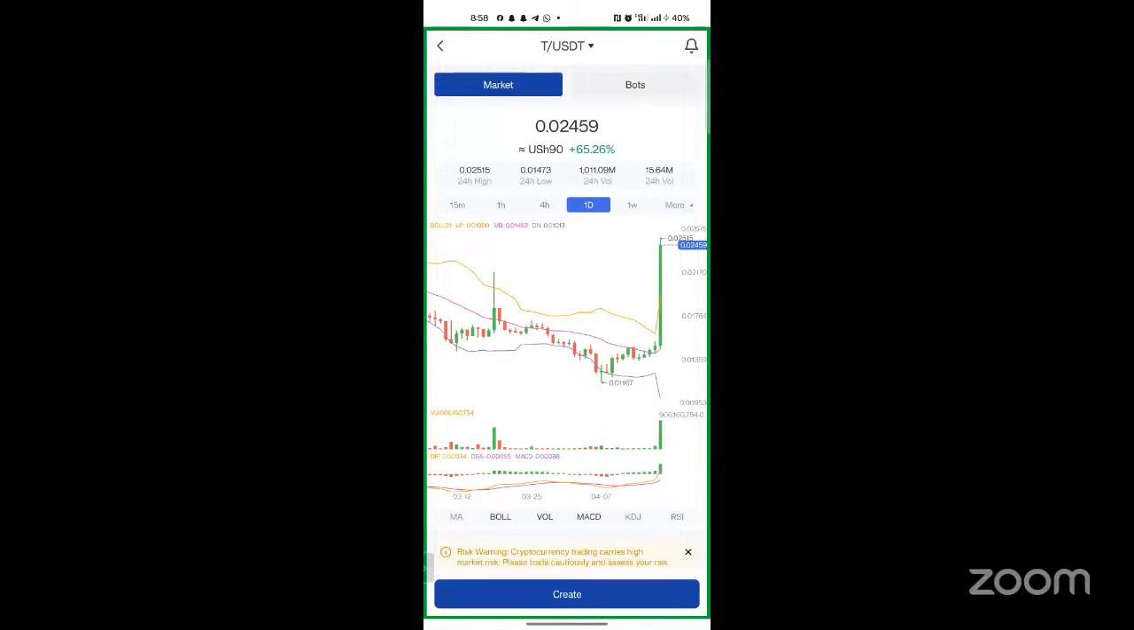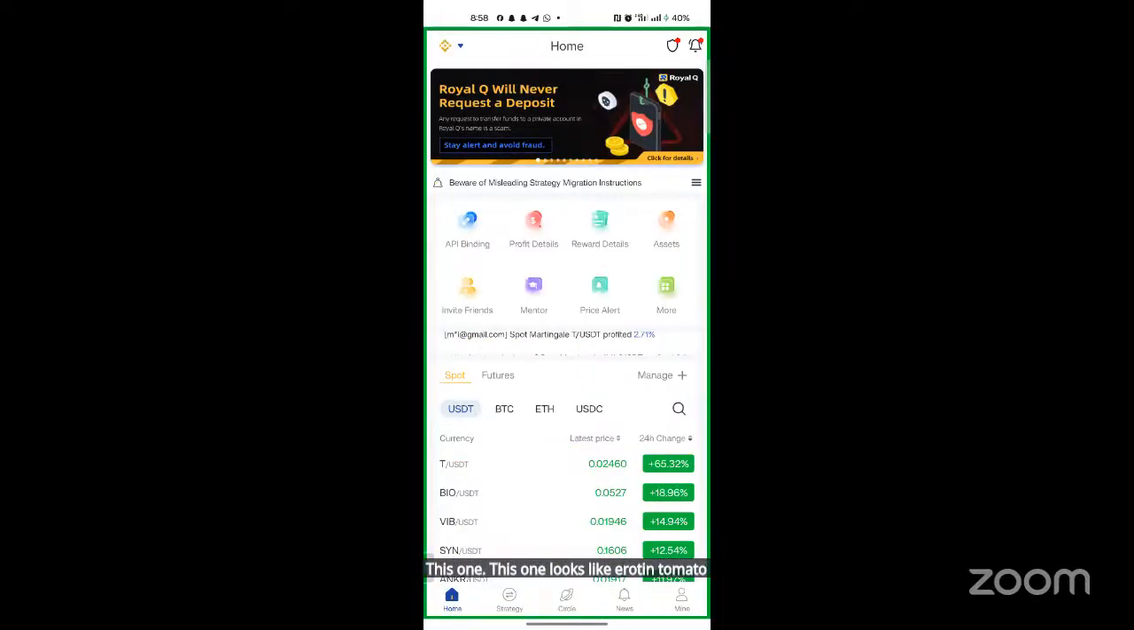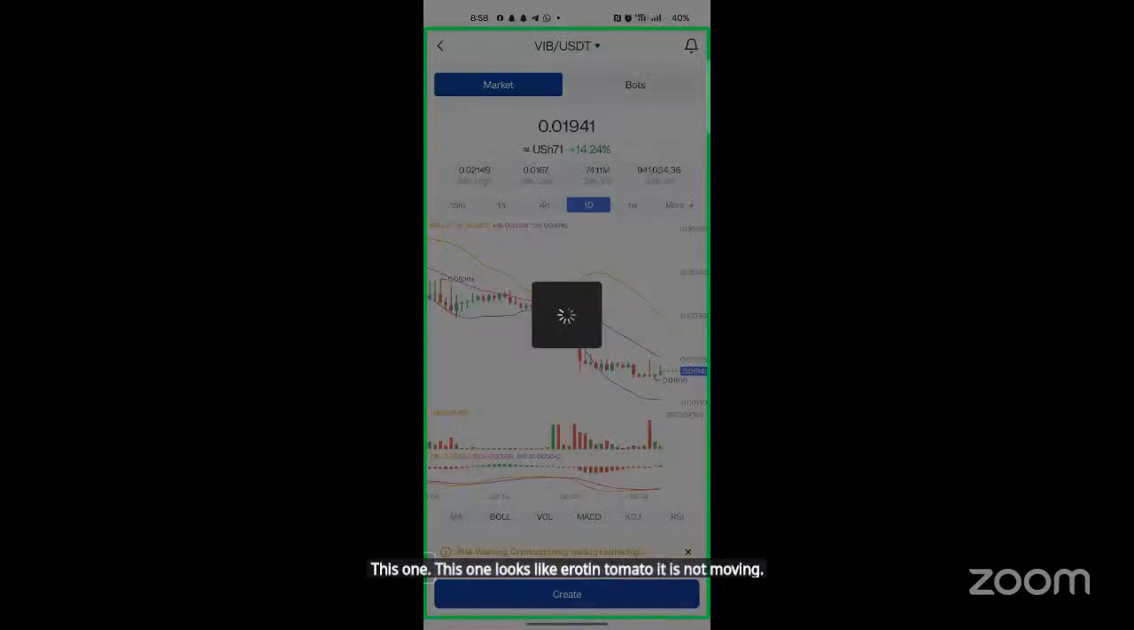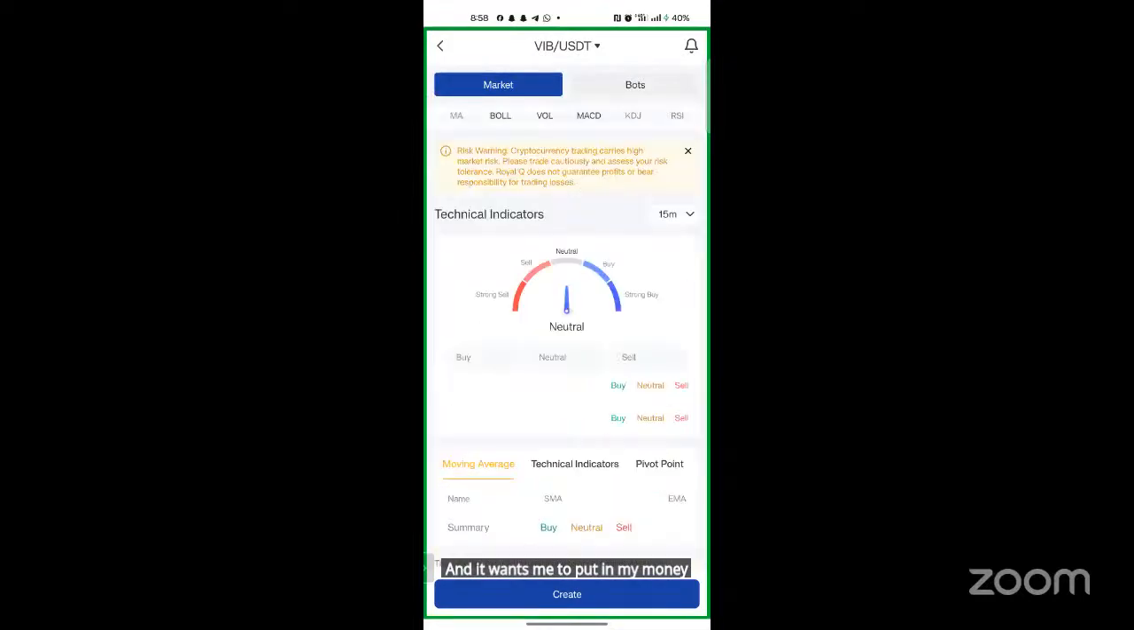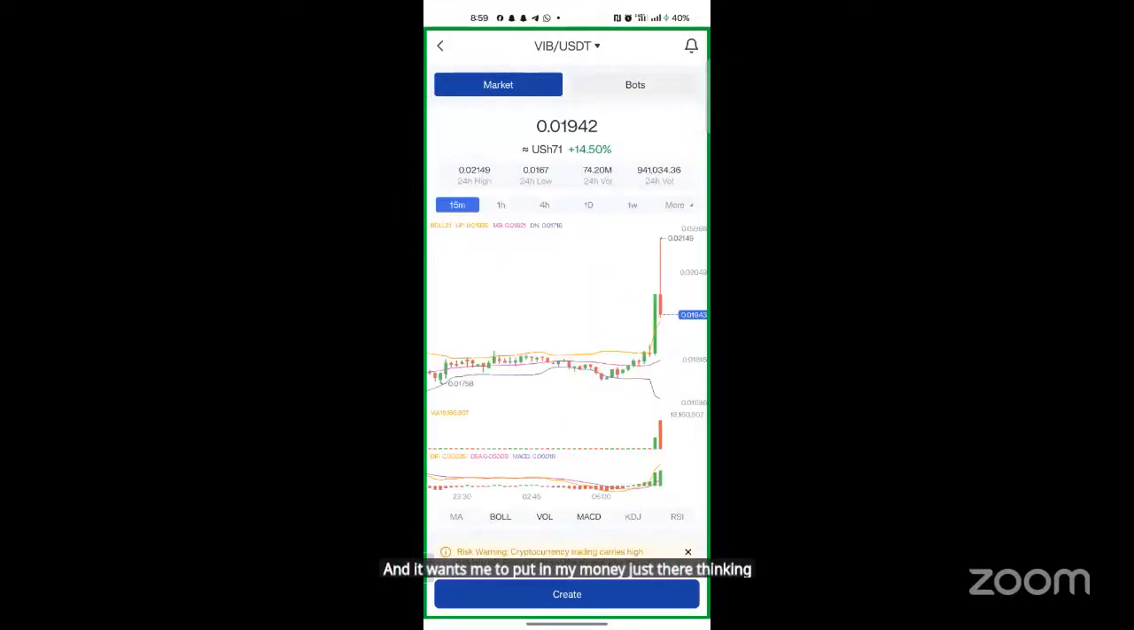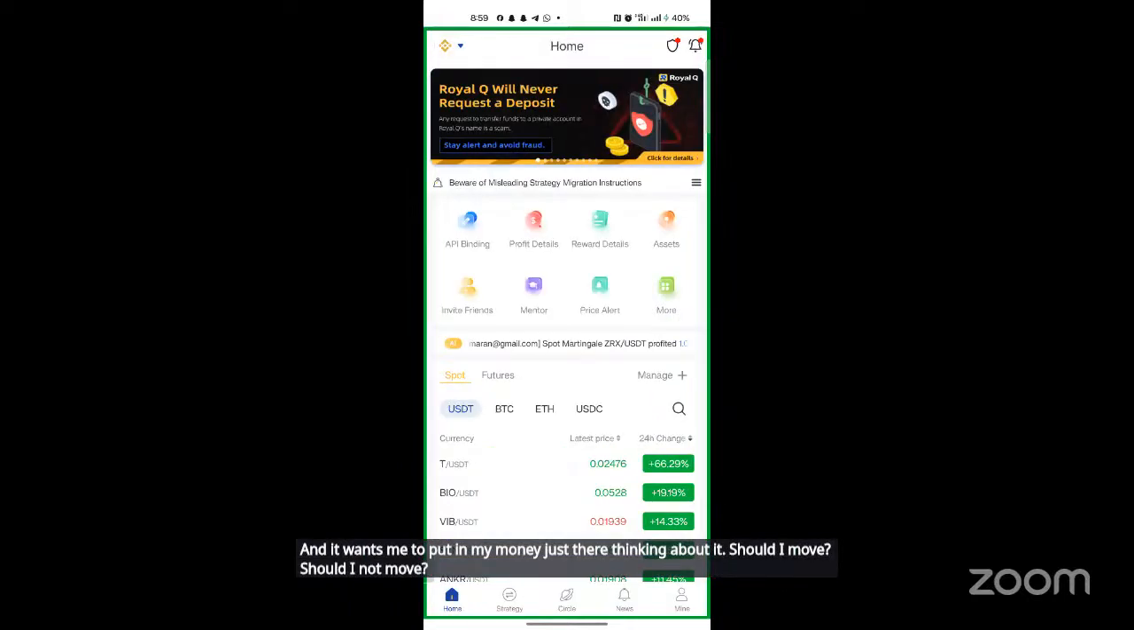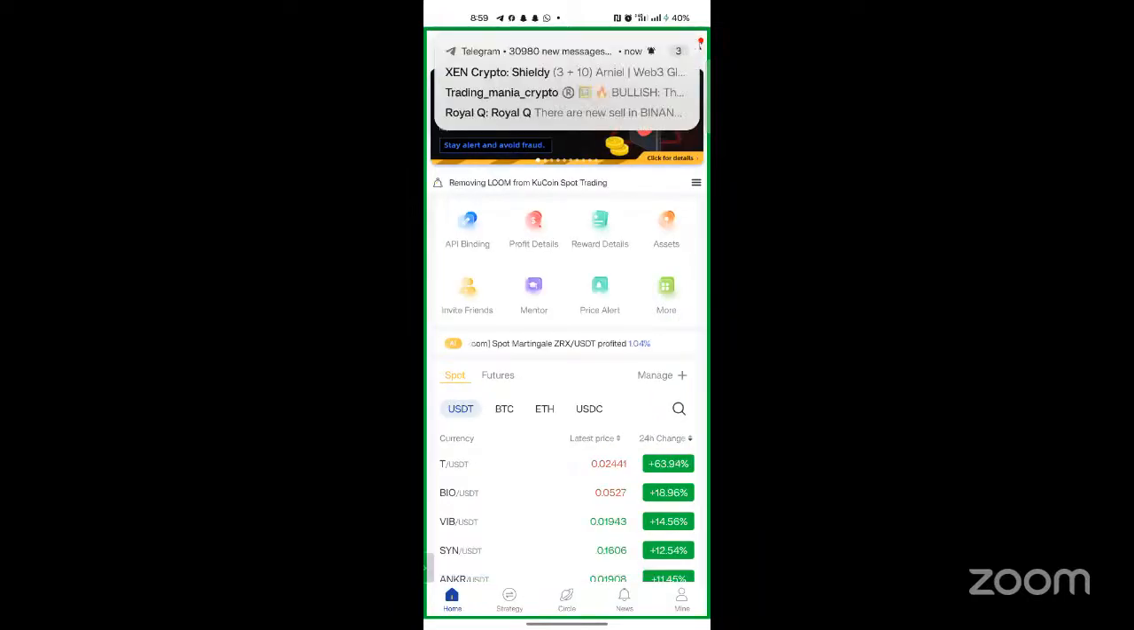This one looks like a rotten tomato. It is not moving, and it wants me to put in my money. Should I move? Should I not move? You want me to come and agree with you?